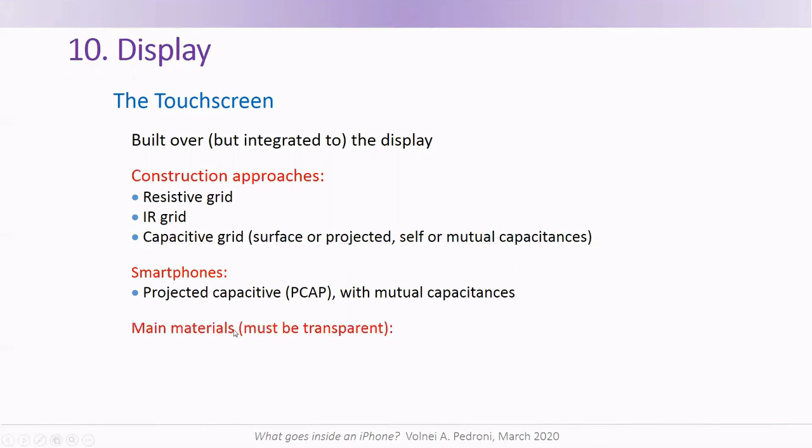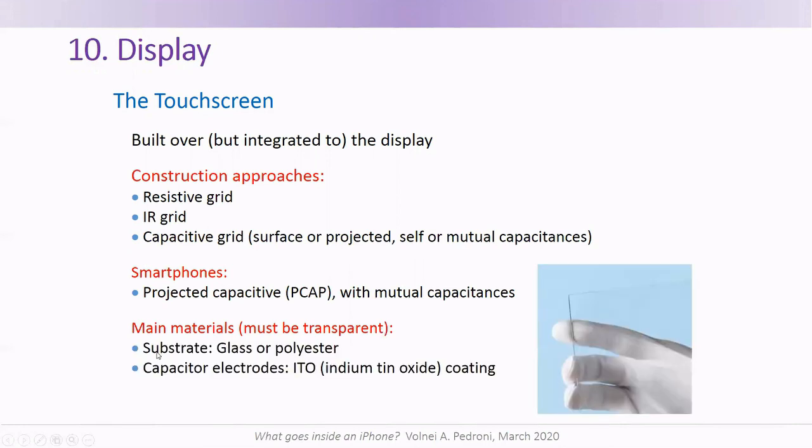Main materials, which must be transparent, obviously. For the substrate, glass or polyester, and for the capacitor plate electrodes, as usual, ITO, indium tin oxide, which is coated over the substrate.